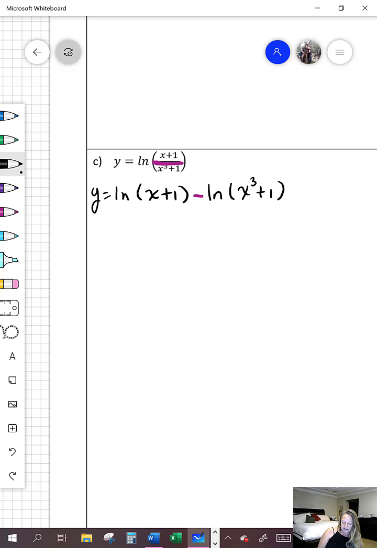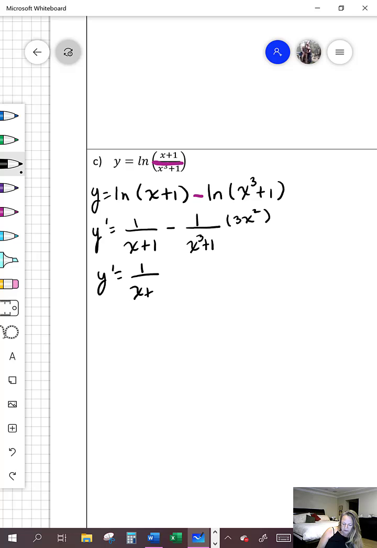So now let's go through and take the derivative. So y prime is equal to, the derivative of a log is 1 over what you were taking the log of, x plus 1, times the derivative of the inside using the chain rule. The derivative of x plus 1 is just 1. Minus 1 over what we were taking the natural log of, which is x cubed plus 1, all times the derivative of the inside, which is 3x squared. So our derivative here is 1 over x plus 1 minus 3x squared all over x cubed plus 1.